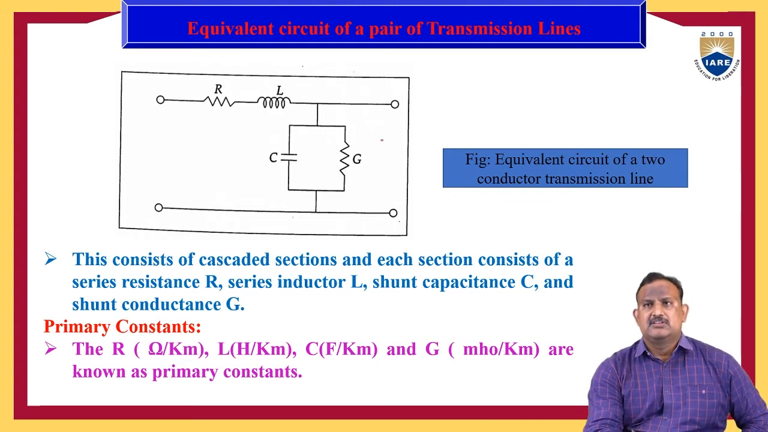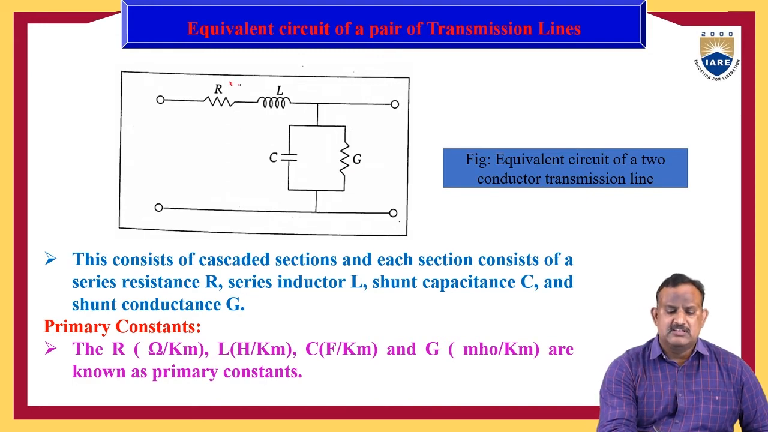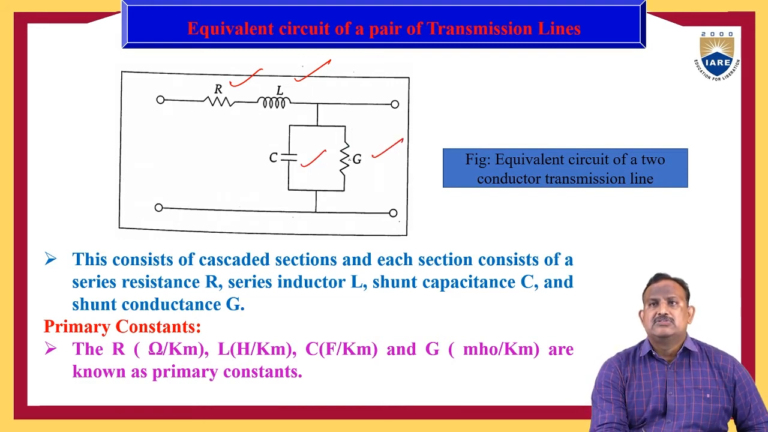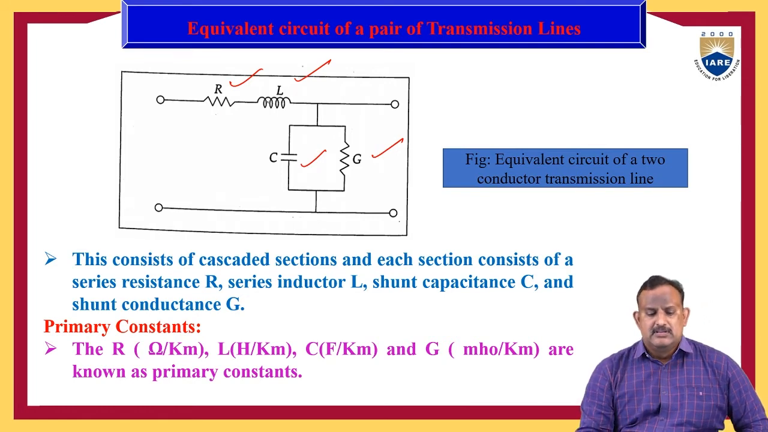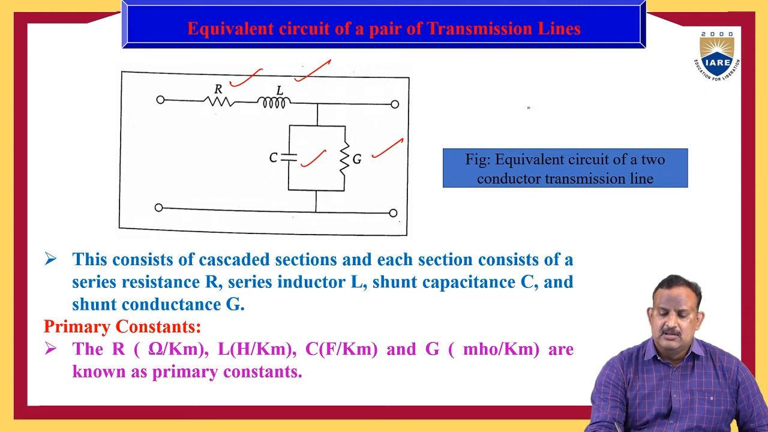Then the equivalent circuit of a pair of transmission lines. The equivalent circuit consists of a resistance and an inductor, which are in series with each other, and a capacitance and a conductance, which are in parallel with each other. The parameters R, L, C, G are known as the primary constants of a transmission line.